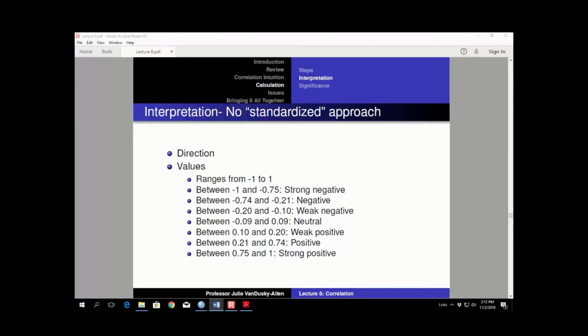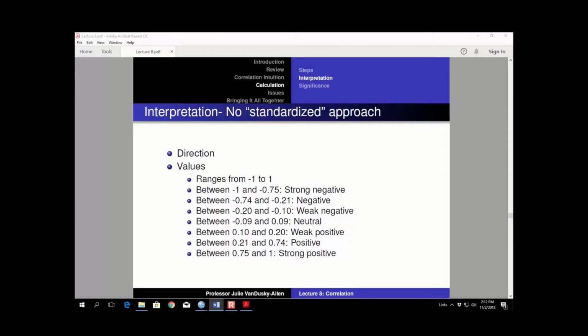Here is a general way to interpret the results of a correlation analysis that I want you to use in this class. If the correlation coefficient is between negative 1 and negative 0.75, then you should say there's a strong negative relationship between the variables. This means that as one variable increases, the other variable almost always decreases. If the correlation coefficient is between negative 0.74 and negative 0.21, then you should say there is a negative relationship between the variables. This means that as one variable increases, the other variable often decreases.